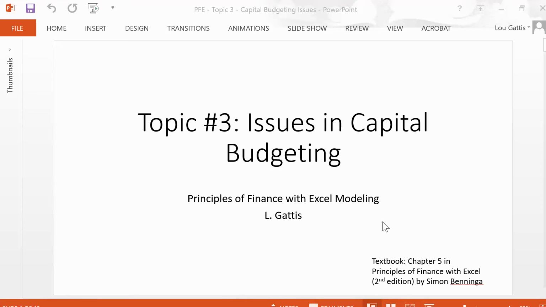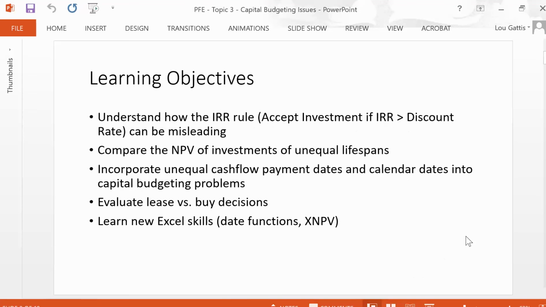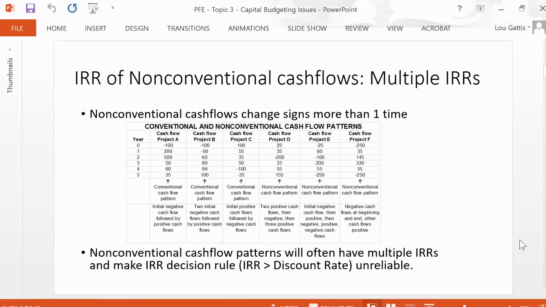Topic 3, Issues in Capital Budgeting. In this topic, we're going to talk about the IRR rule and when it can be misleading. We'll compare the NPV of investments of unequal lifespans by incorporating something called effective annual cost. We'll also incorporate unequal cash flow payment dates and calendar dates into capital budgeting problems, and we'll evaluate lease and buy decisions. While we're doing that, we'll learn some new Excel functions.